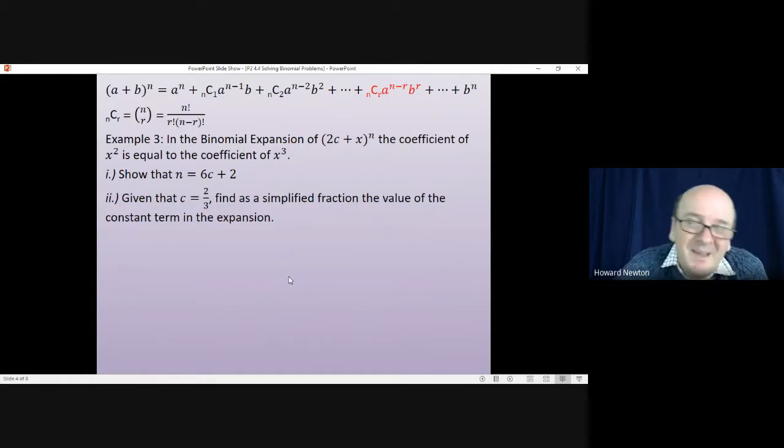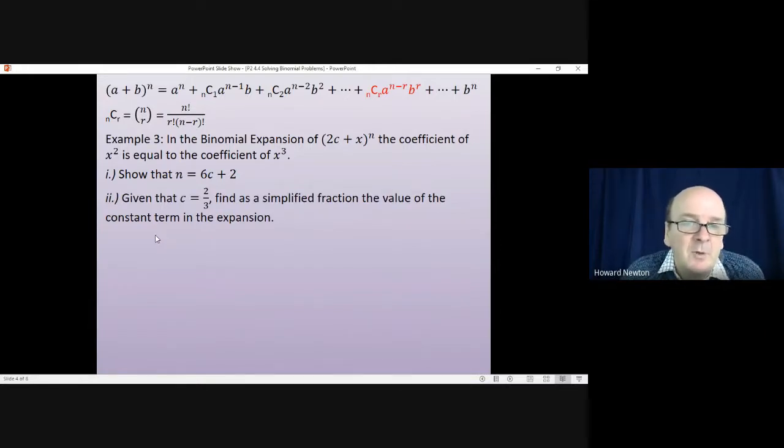Example 3. Now, a little bit trickier this. We've got a value here, c, and we don't know that value. But what we're told is that in the binomial expansion of 2c plus x to the power of n, the coefficient of x squared is exactly the same as the coefficient of x cubed. We're asked to do 2 things. First of all, we're asked to show that n equals 6c plus 2. And then secondly, we're told the value of c, and we're asked to find as a simplified fraction the value of the constant term in the expansion.